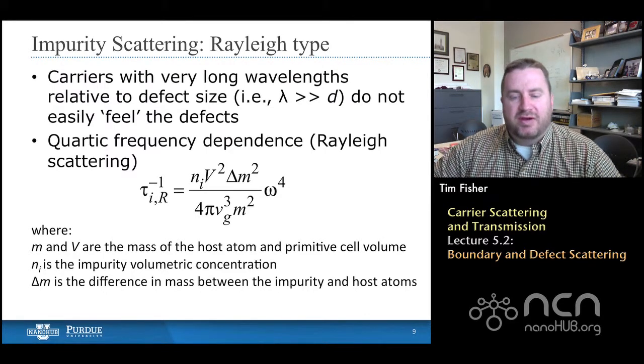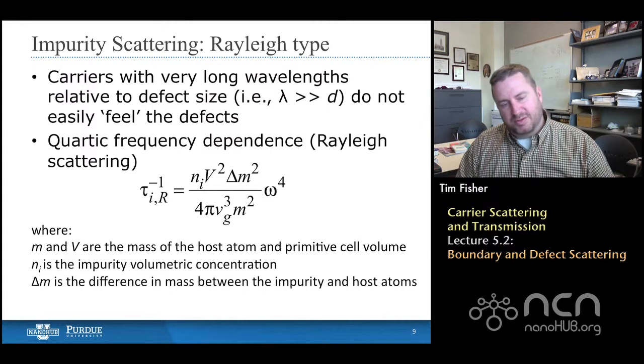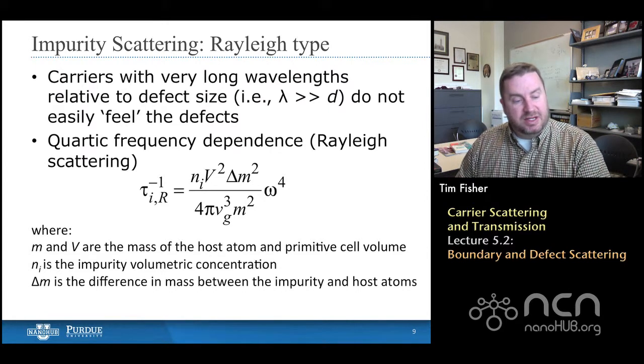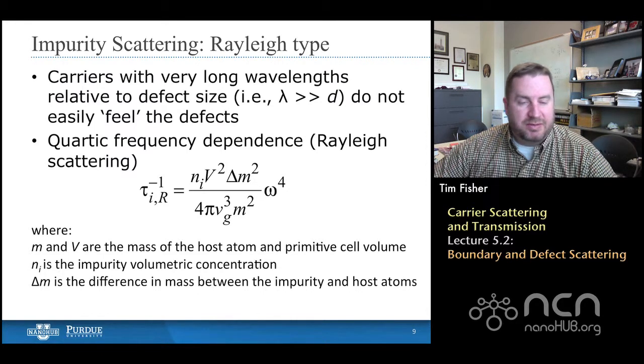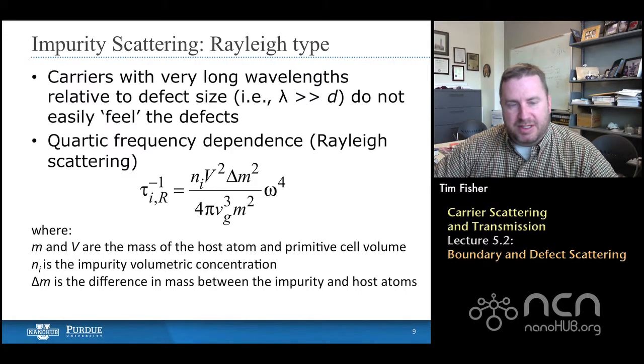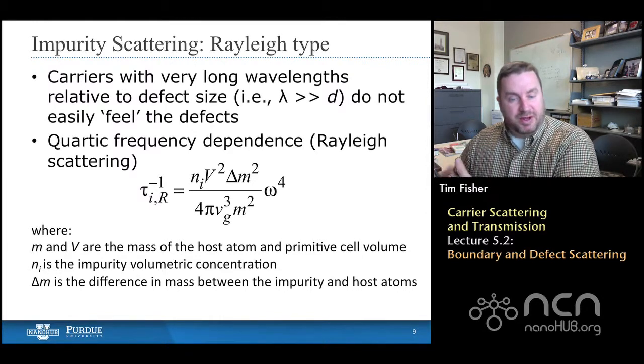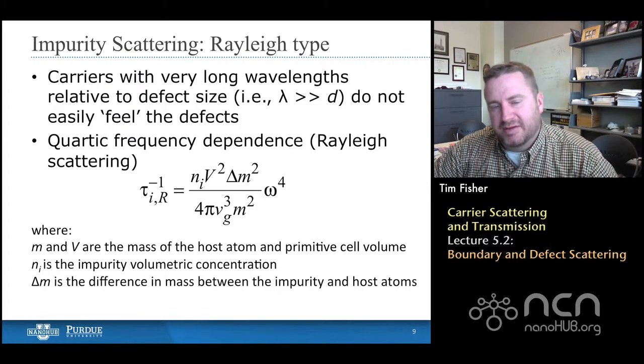And you can see that it's actually been modeled for defects in which you have a host material, and then you have a defect. So the defect introduces a mass discontinuity. So there's an impurity mass, and the difference between the impurity's mass and the host atom's mass is delta m. M is the mass of the host atom. The rest of this is pretty straightforward. The only thing that's somewhat new is this capital V. That's the primitive cell volume, because again, that's really a factor in the spatial size of the defect.